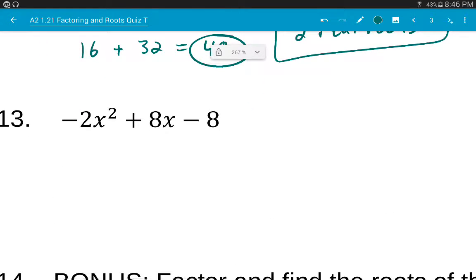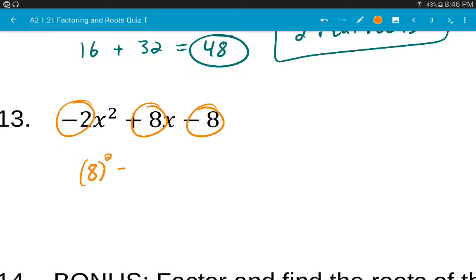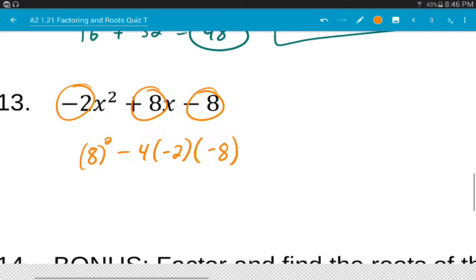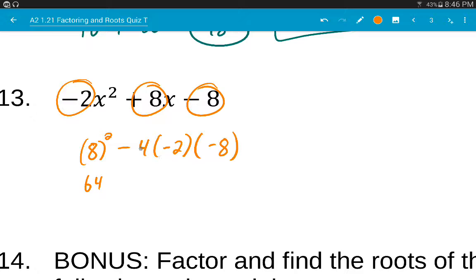Last but not least, a, b, c. Let me switch color, going back to orange. So b squared, that's 8 squared minus 4 times a times c. Now, 8 squared is 64, minus, well, this is going to be plus, no, triple negative, back to minus. 4 and 2 is 8, 8 is 64. 64 minus 64 is 0. So that means that these have 1 real root.